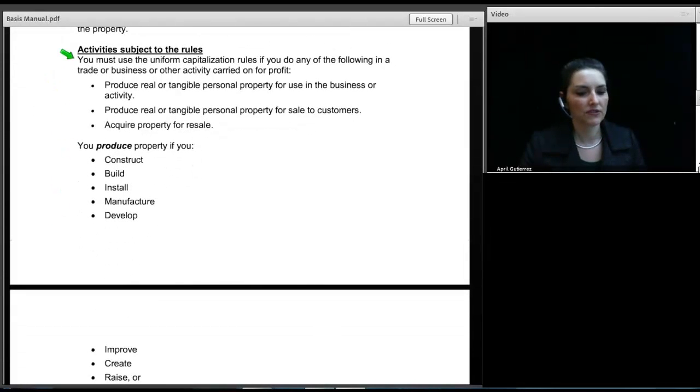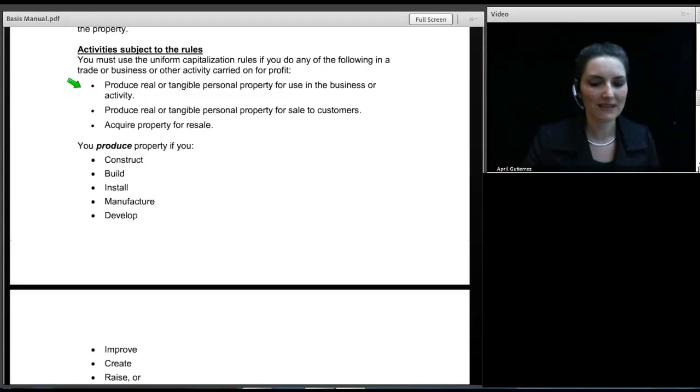Activities that are subject to these rules: you must use the Uniform Capitalization Rules if you do any of the following in a trade or business or for other activity that is carried on for a profit. You produce real or tangible personal property for use in or for business, for use in the business or activity.